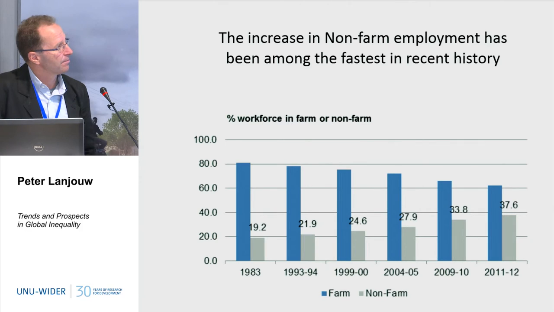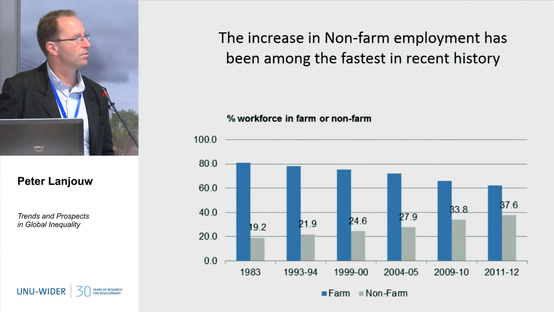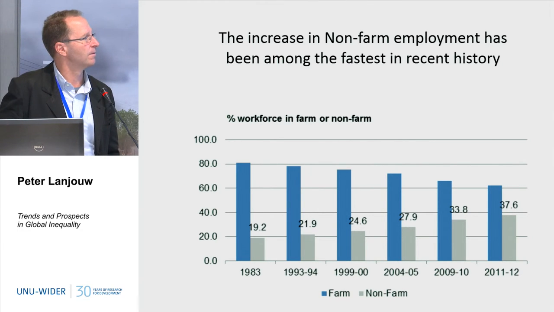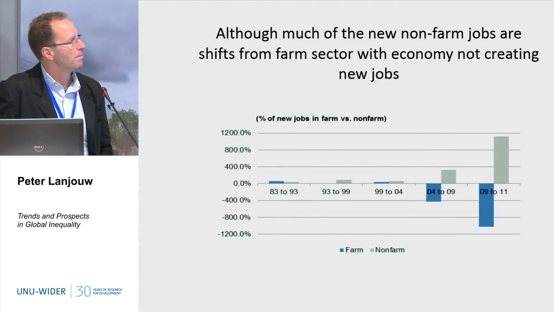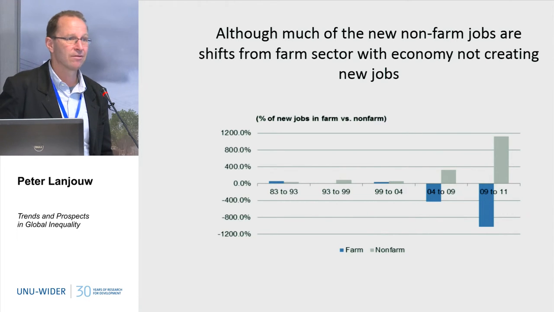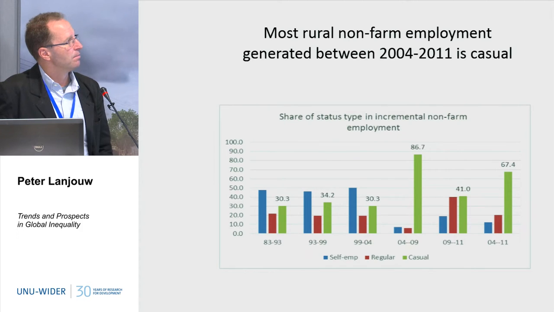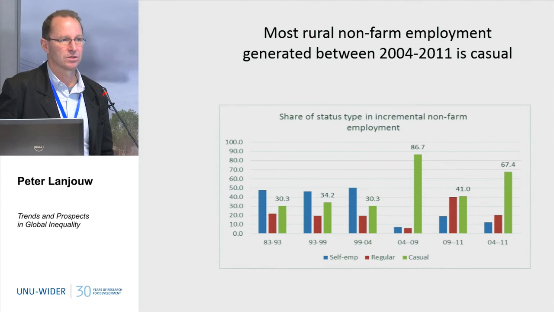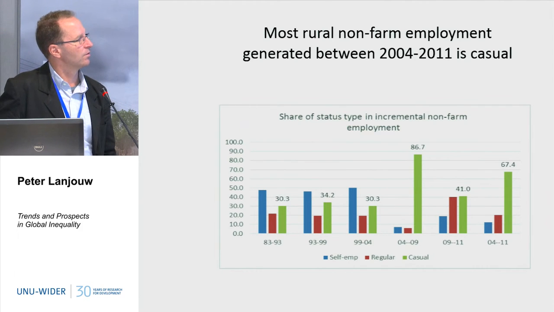Now, I pointed to this already this morning, the non-farm sector has been a big part of the story in rural India, and there's been a really dramatic increase in non-farm employment, at the fastest rates of growth in recent history. That's been a really dramatic process. But much of the new non-farm jobs are shifts out of the farm sector, which we saw was declining, into the non-farm sector. So it's not necessarily a net increase in employment. And most of the rural non-farm employment is in the casual sector, with relatively little growth in the salaried formal sector over these years.